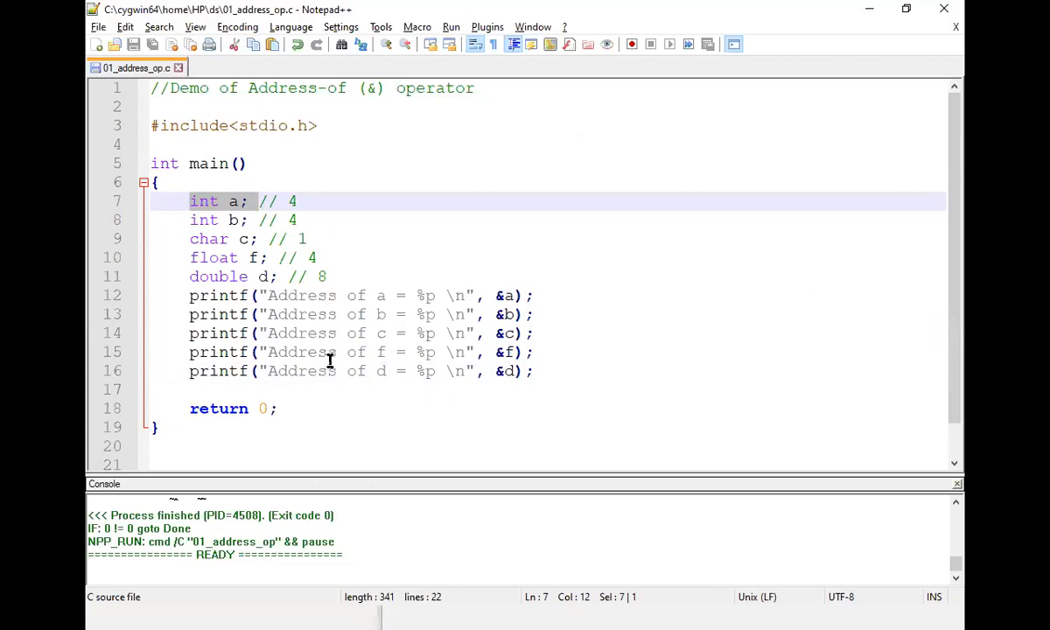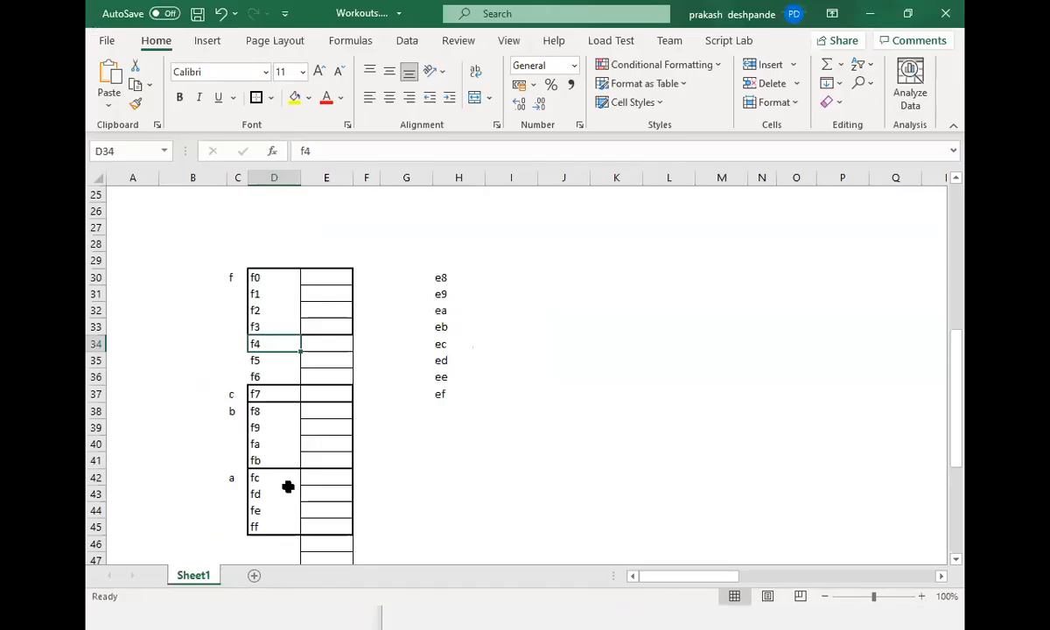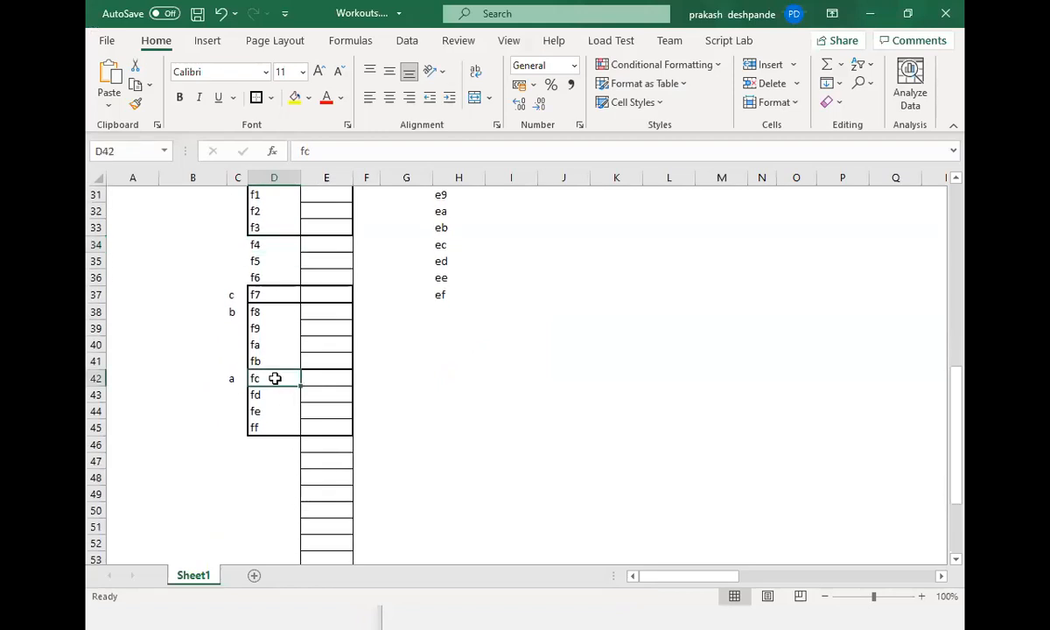So when we know that the approach is what? Execution approach or the compilation approach is from first statement to the next statement, right? The first declaration is what? A. So first declaration, when A was done, it has allocated this memory block. First, it has allocated from FC to FF.